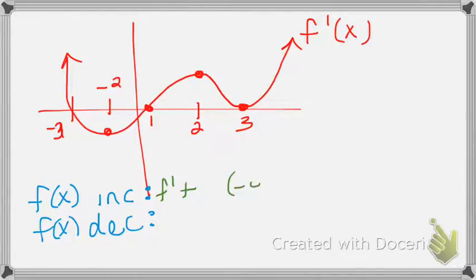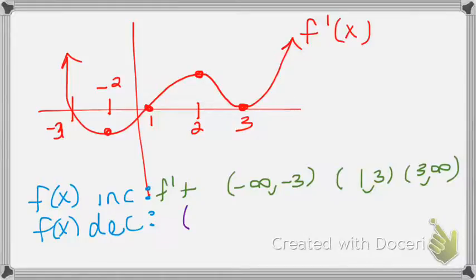And so that would be from negative infinity to negative 3, and then 1 to 3, and then 3 to infinity. It'd probably be okay to write 1 to infinity. I usually just write it in the intervals according to the zeros. F of x decreasing would be where the graph is below the x-axis, because f prime is supposed to be negative, and the graph is below the x-axis here from negative 3 to 1. So that's negative 3 to 1, because that's the part below the x-axis.